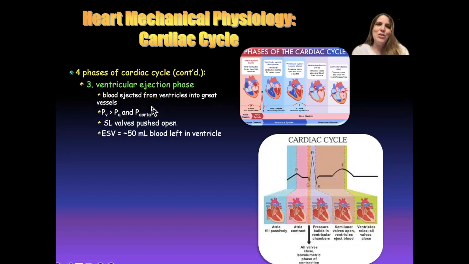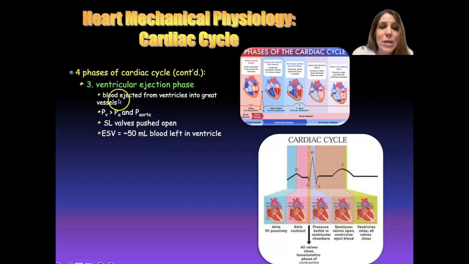And just like with the other two phases, this is going to be dictated by what's going on with the pressure gradients. So we just came out of the phase where both valves were closed. The pressure in the ventricles had put pressure on those AV valves and closed them, yet the pressure in the ventricles was still below that in the great vessels, and so the semilunar valves were closed as well. So now we need to open those semilunar valves so that we can eject that blood out of the ventricles and into the great vessels.